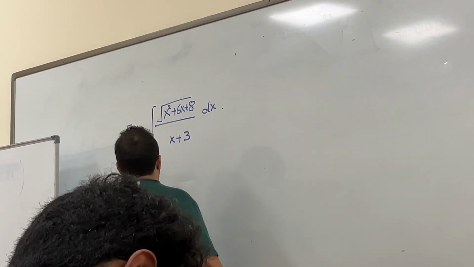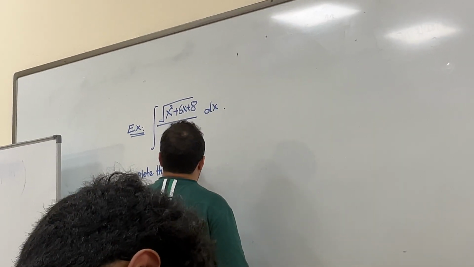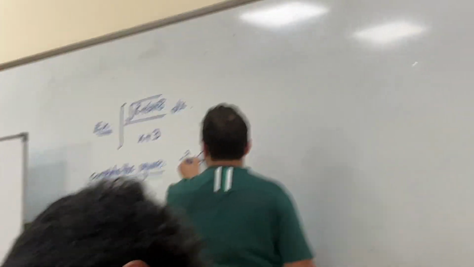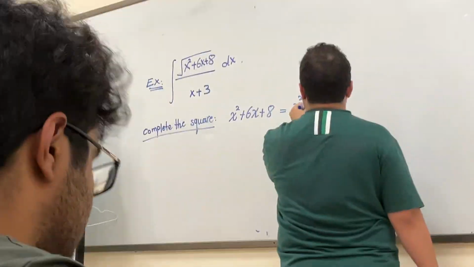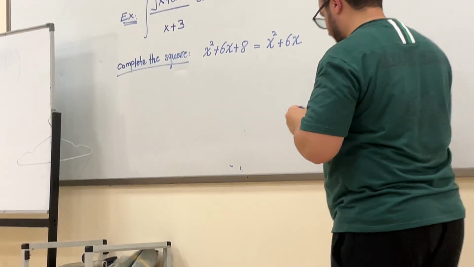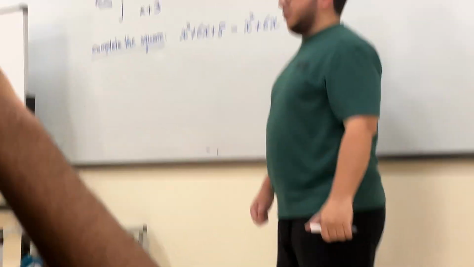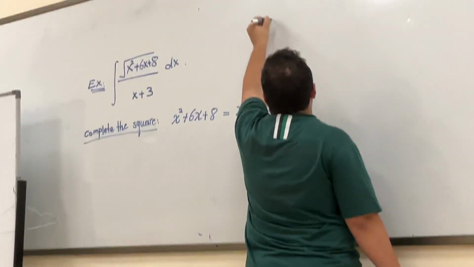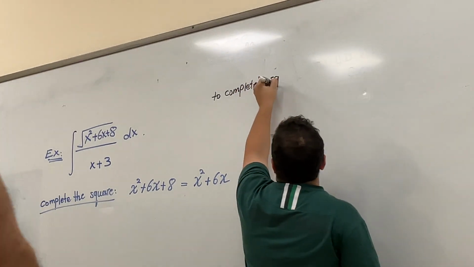What do you have? X squared plus 6x plus 8. How do I complete the square? I take the first 2 terms always, the x squared and x. Now what do I do? Remember how to complete the square? What do you add and subtract?